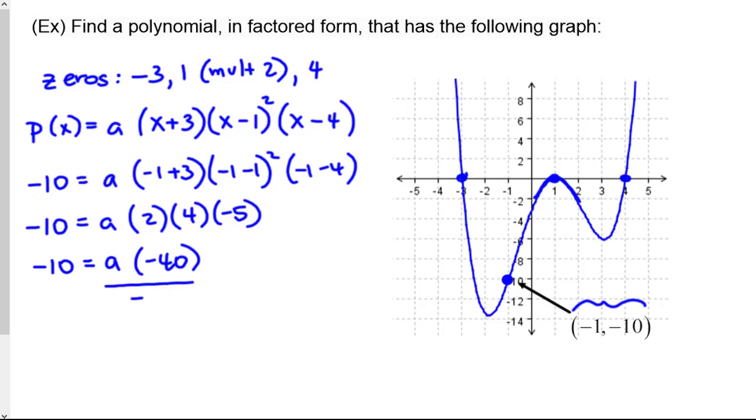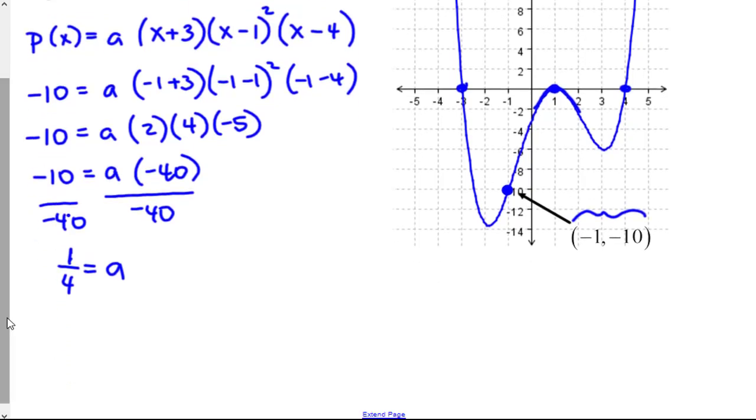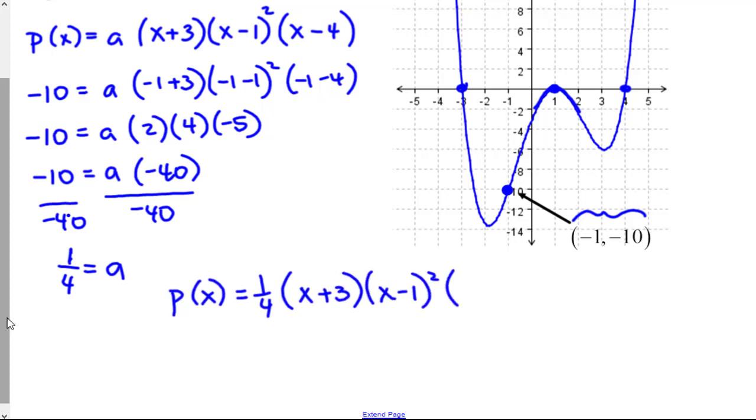So if I divide both sides by -40, I get a is equal to 1/4. So that means my polynomial in factored form is 1/4 x plus 3 times x minus 1 quantity squared times x minus 4.